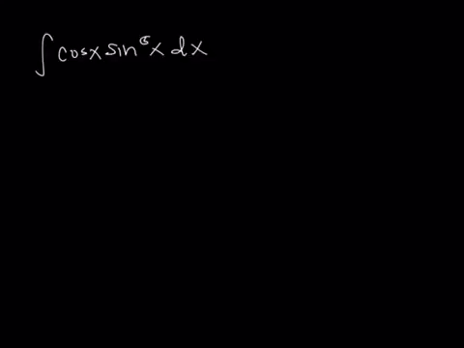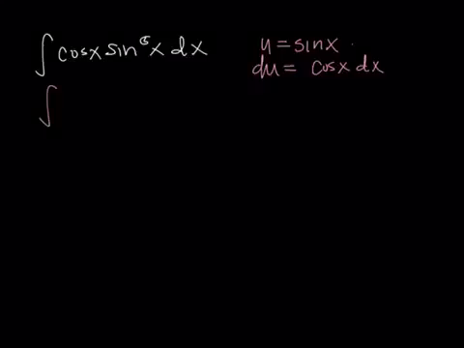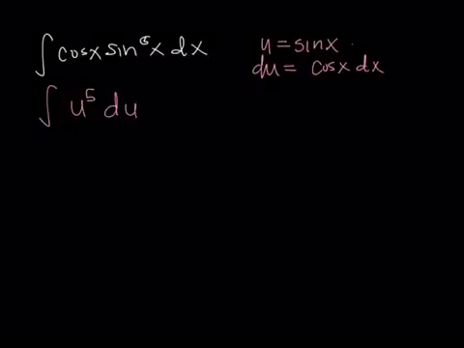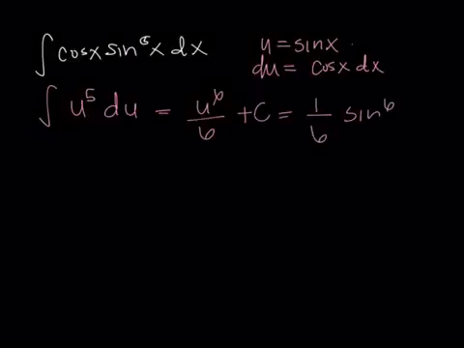So let me put this as a possibility: u could be sine of x, which means that du could be cosine of x dx. And that would work. We would end up having u to the 5th. So let's go ahead and process that. I'm going to do the integral, and the cosine of x dx is going to become du, which leaves me at the integral of u to the 5th du. And then that would be u to the 6th over 6 plus c.